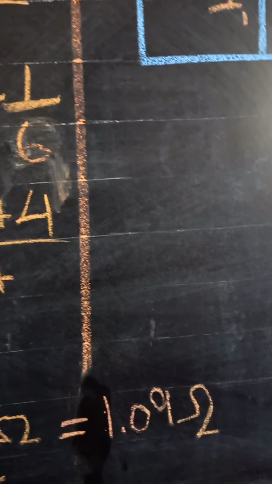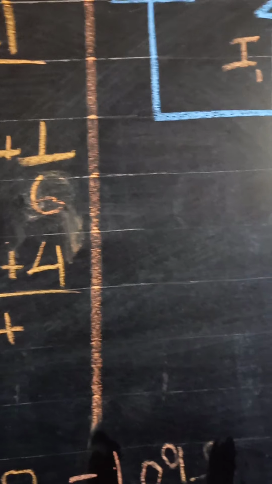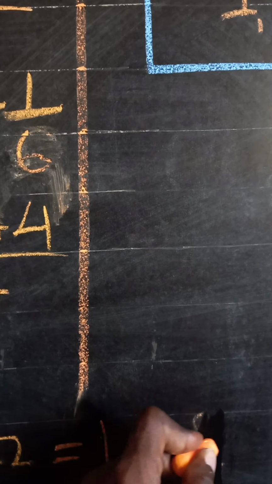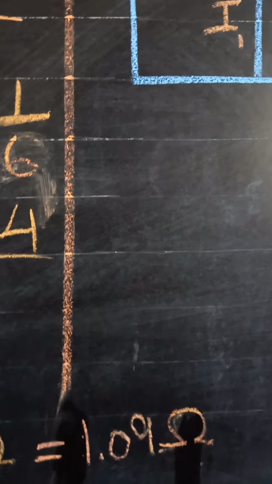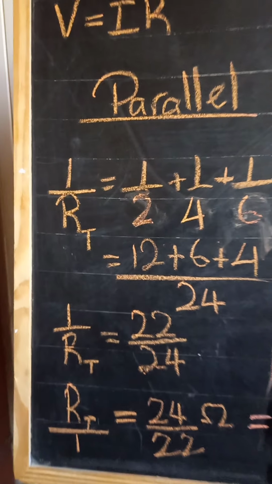ohms. And let me write that ohms a little better. So this is omega ohms, or unit for resistance. So that's it. Take a look at it.